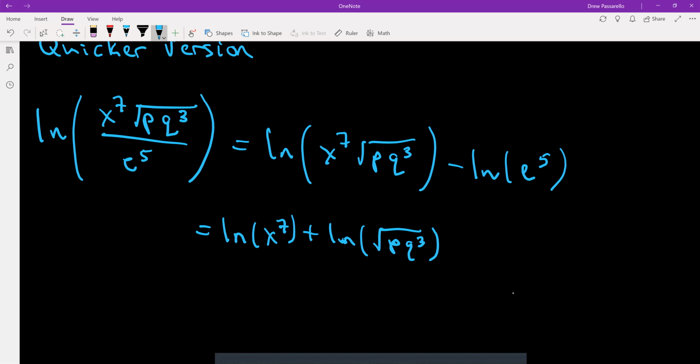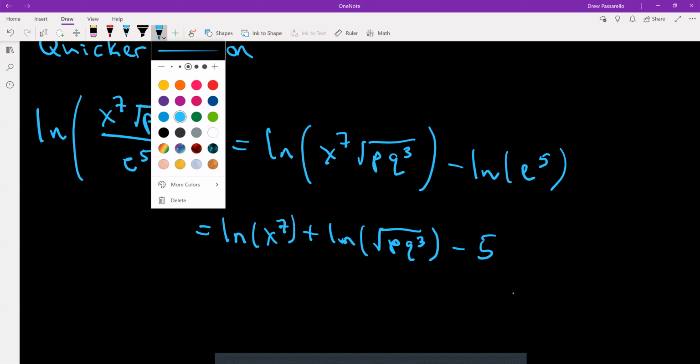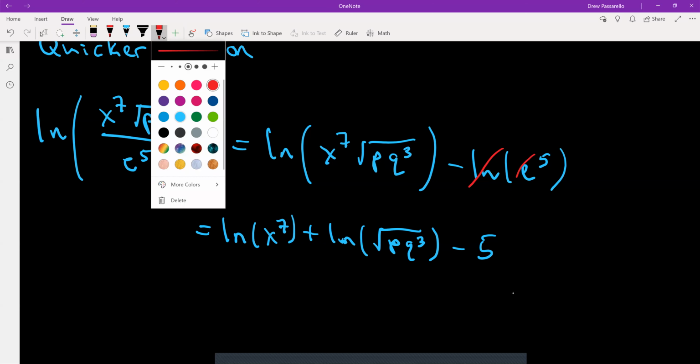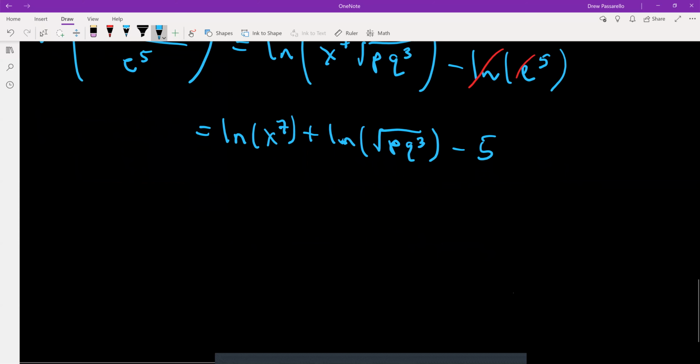And then I use the inverse relationship, natural log and e cancel out, so you just get the exponent 5. So it's like these cancel each other. Then I brought the 7 in front of the x using that exponent rule. So it'd be 7 times the natural log of x. And then I recalled that square root is the same thing as raising something to the 1/2 power, which means I can bring the 1/2 in front of the logarithm.